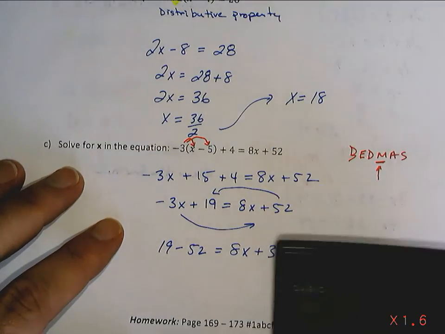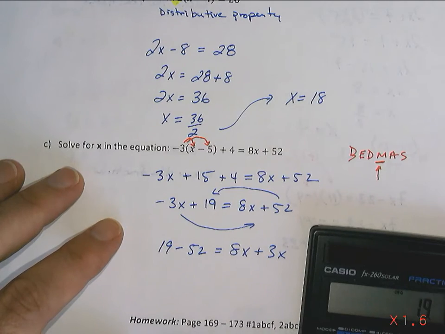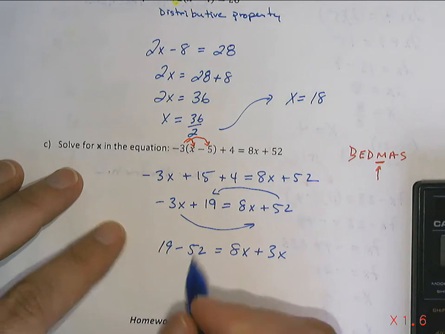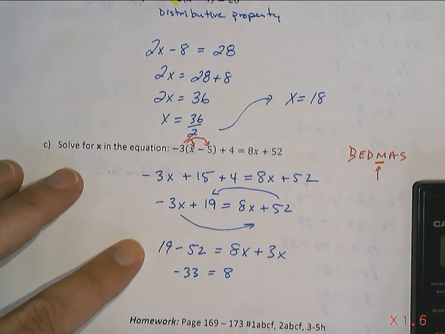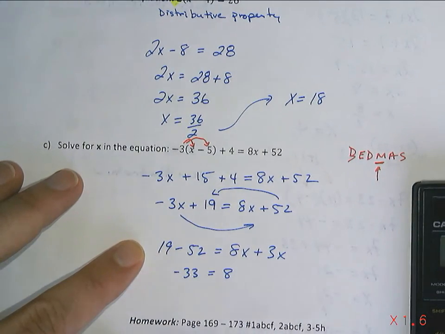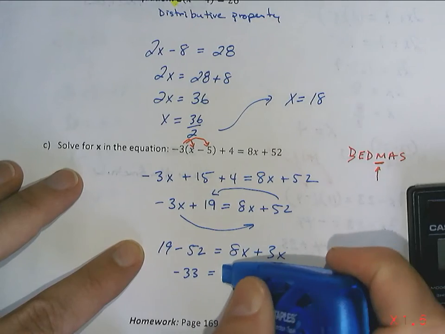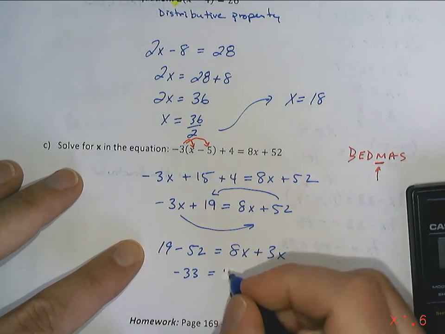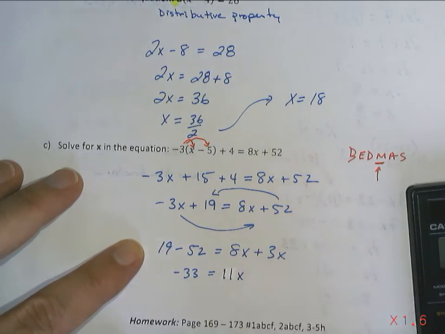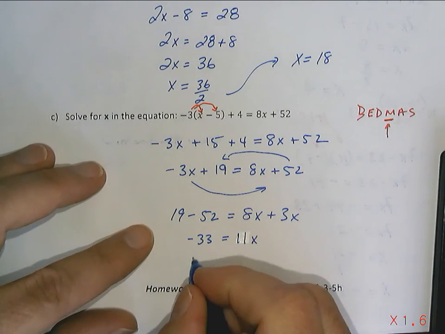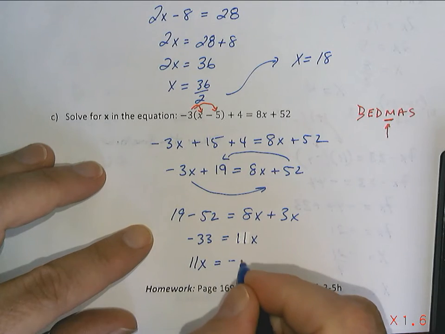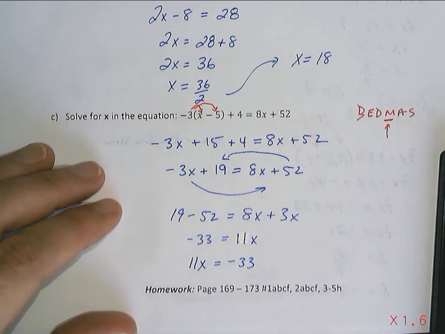I use my calculator for the 19 minus 52. I get negative 33. And 8 plus 3 is 11. So I get 11x. Now that looks a little odd, so I change it. I put the 11x on this side, and I put the negative 33 on this side because it looks better to me.